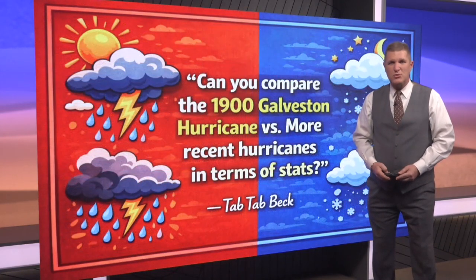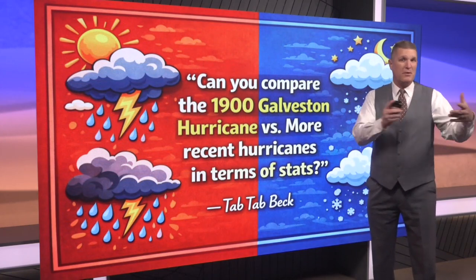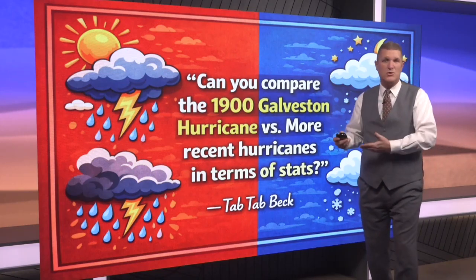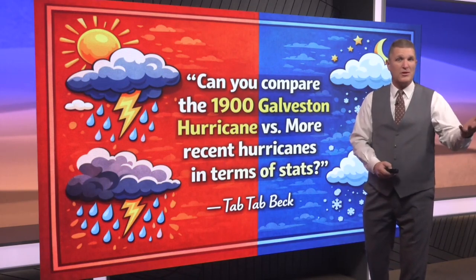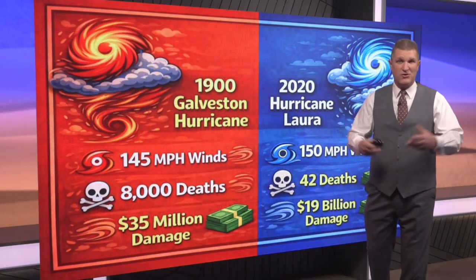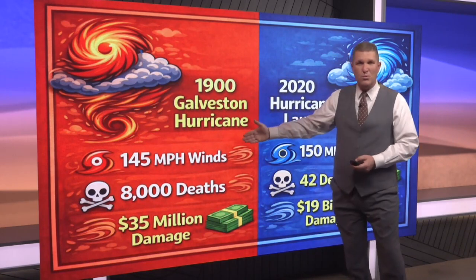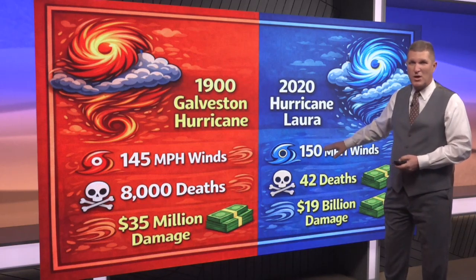Next question comes to us from Tab Beck, and he wants to know if I can compare the stats from the Galveston hurricane of 1900 versus more recent hurricanes in terms of the stats. And the most recent big hurricane we've had was Hurricane Laura back in 2020. And if you look at those two hurricanes side by side, the Galveston hurricane had winds of about 145 miles an hour, while Hurricane Laura had winds close to 150.